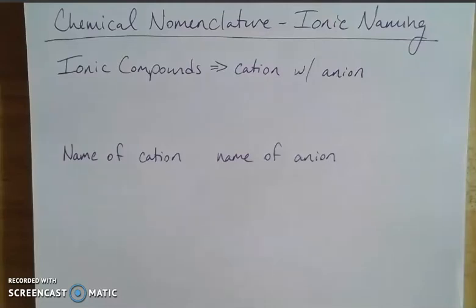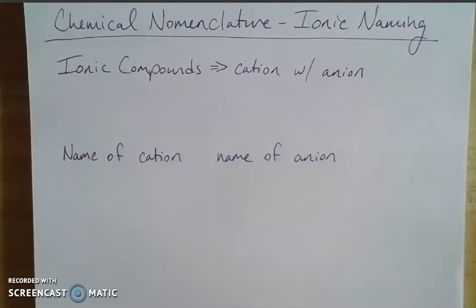Okay, let's talk a little bit about nomenclature today. Nomenclature is just a fancy name for naming, and chemical naming is really important because if you know the name, then that will give you information about the chemical formula, and if you have a chemical formula, then you can give the correct chemical name. So there's a nice correlation there.